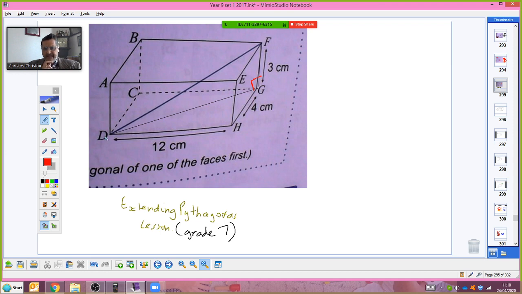So let me begin to work. I want to work out D to F. I can't. Why not? Well, I know F to G is 3 and D to G I don't know. What do you know about D to G in relation to this little bottom bit here? Somebody unmute and speak.